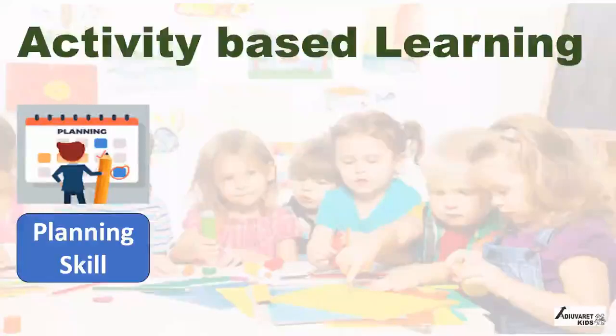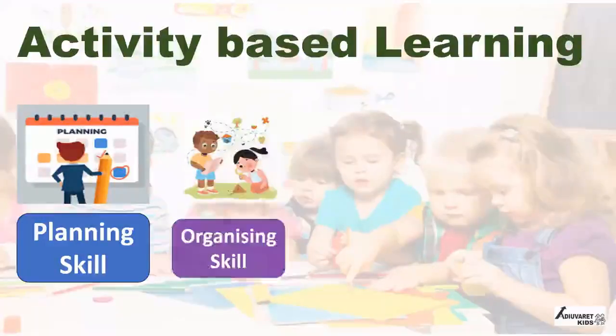First skill under activity-based learning is planning skill. Any activities we design, if the planning is not done, if the child is not developing the planning skill, then activity-based learning is futile. There are multiple components under planning skill, which at this point of time we are not discussing. But if you are interested, you can check out other learning videos of Educated Kids, which will give you a much better understanding about the planning skill under activity-based learning.